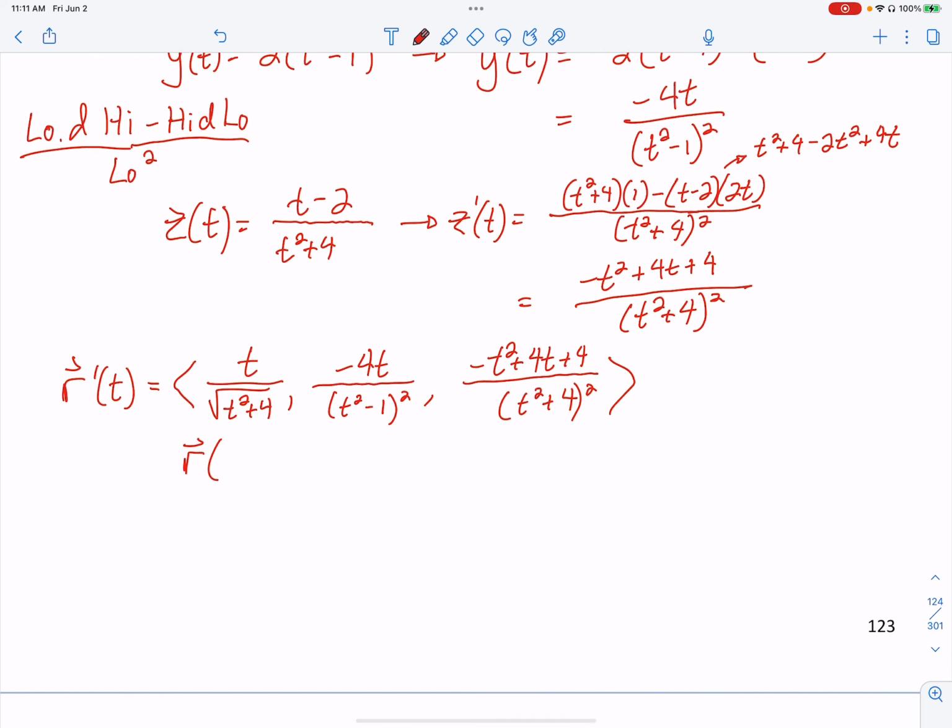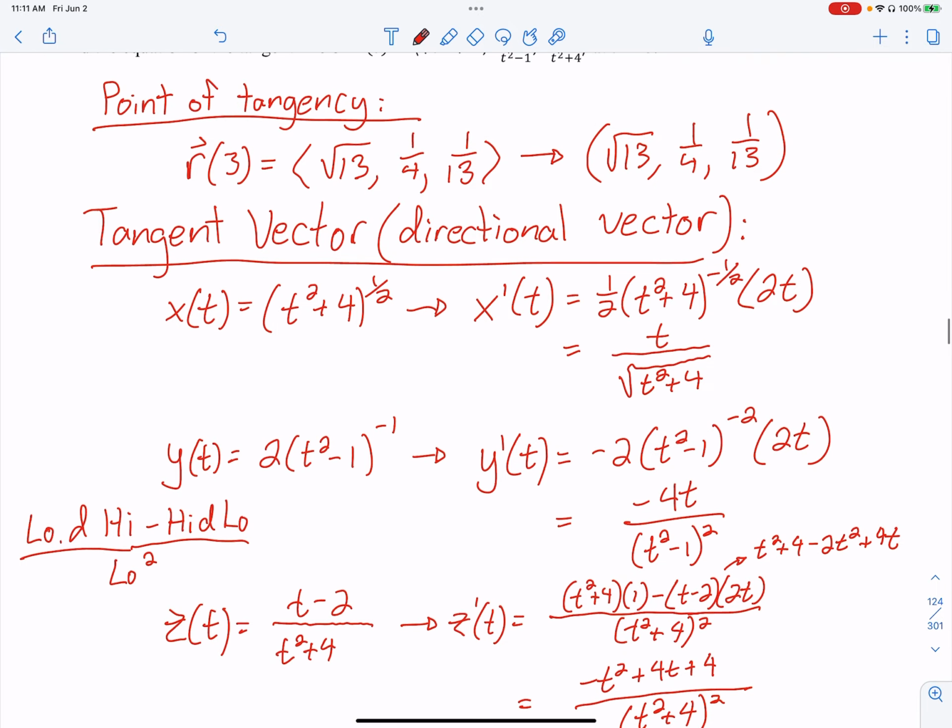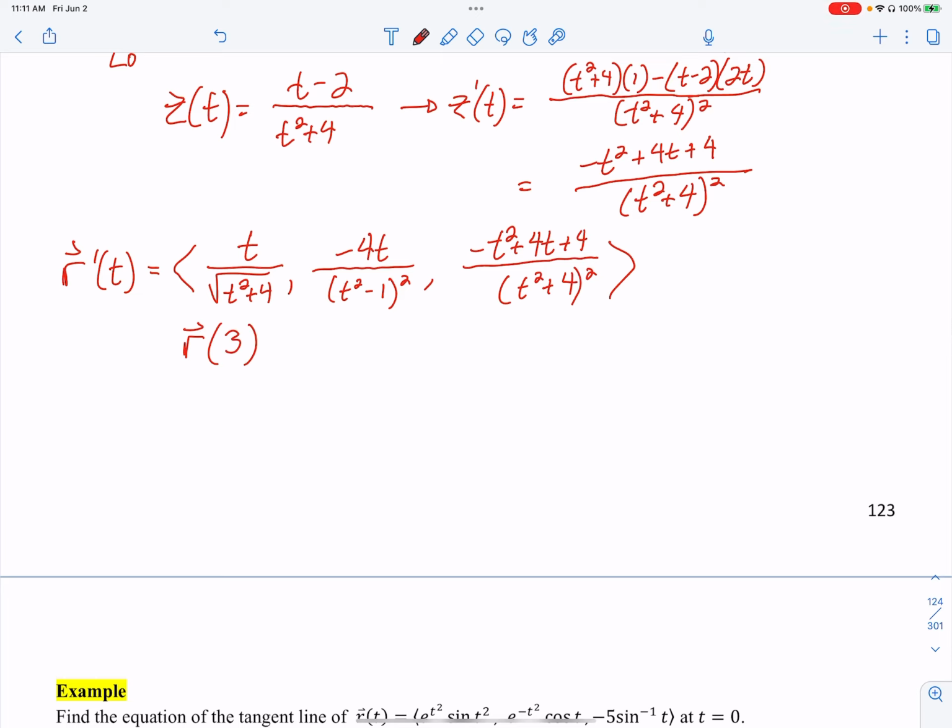Let's do r prime of 3, which is what they want. So I'm going to plug in a 3 here. Okay, so I get 3 over the square root of 13. I got negative 12 over 3 squared is 9, minus 1 is 8, 8 squared is 64. We could reduce that. What is that? Negative 12 over 64, which is negative 3 over 16. Okay. Negative 3 over 16.